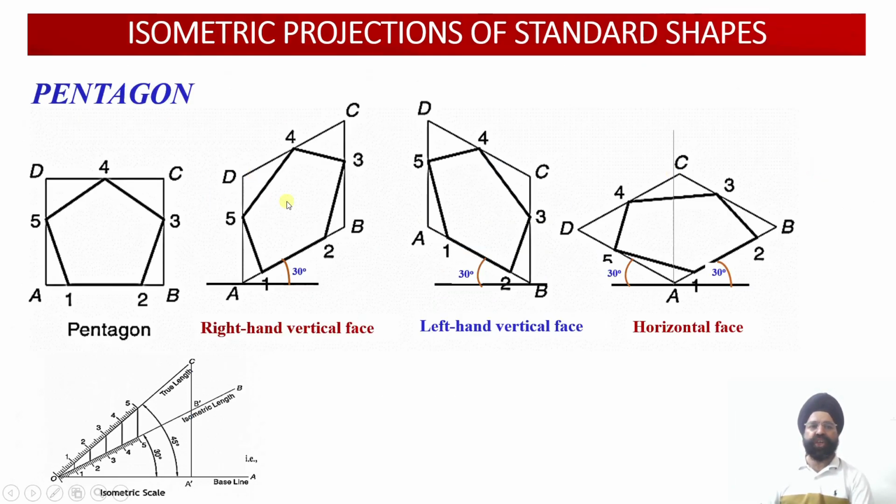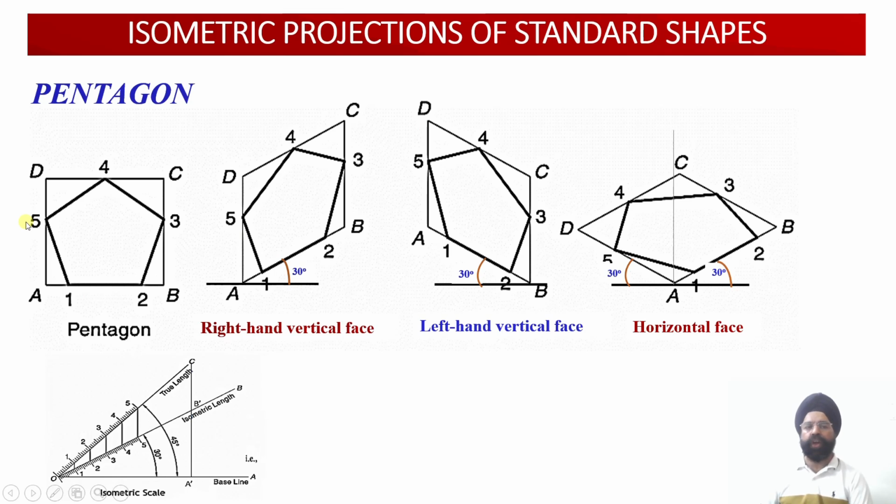Now the next basic shape that we need to draw in the isometric projections is a pentagon. First of all, we need to draw the exact pentagon using the geometric construction, and whatever is the edge of the pentagon, we have to draw the pentagon using that dimension of the edge. So the true shape, the actual pentagon, has to be drawn using the normal geometric construction. We obtain the 5 points, 1, 2, 3, 4 and 5.